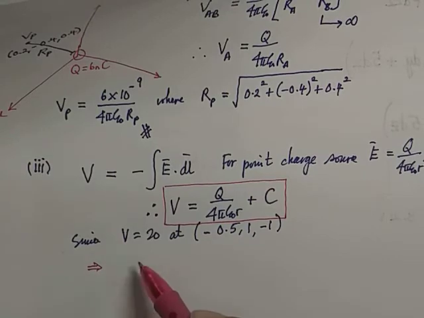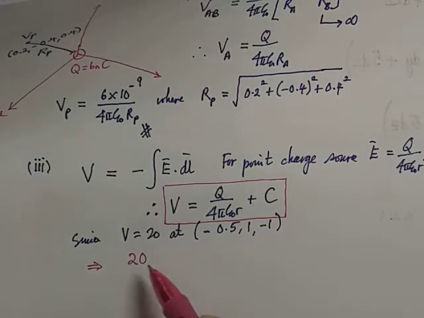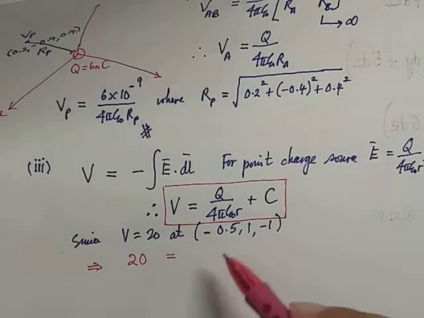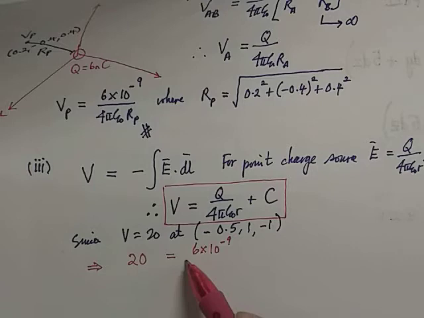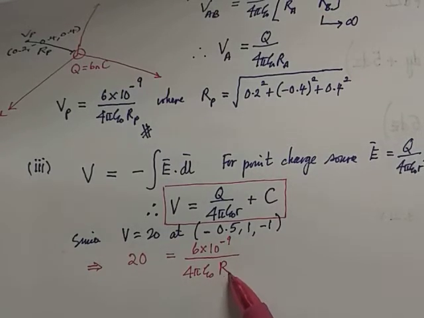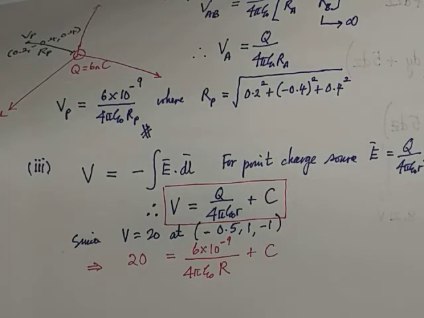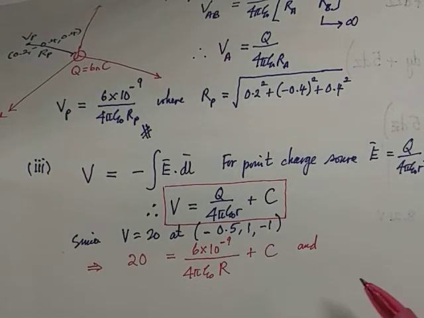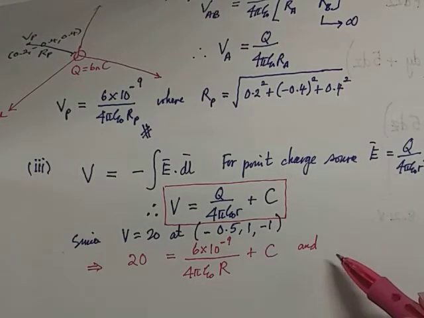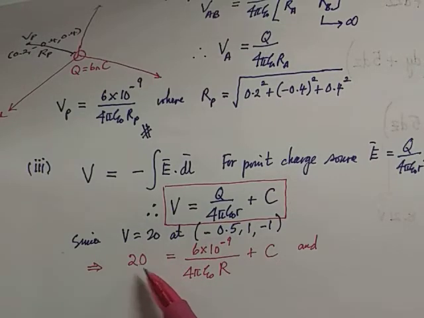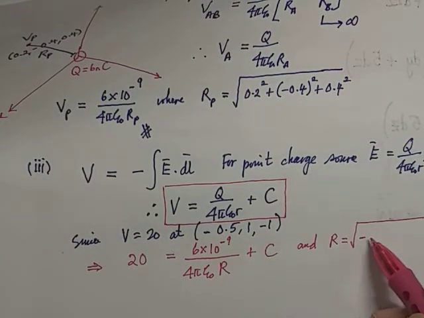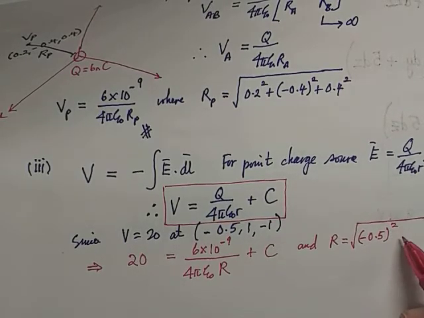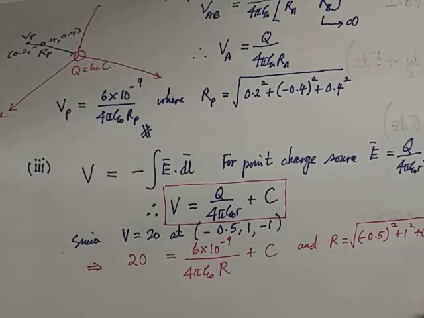So now we are using this general equation. The potential, 20 volt, equal to what? Q still the same, 6 times 10 to minus 9, then we divide everything by 4 pi epsilon naught, and I'm going to put R here, plus C. And remember R is the distance from the source to where V is equal to 20. What is it? Yes, this. R is equal to the square root of minus 0.5 squared plus 1 squared plus minus 1 squared.